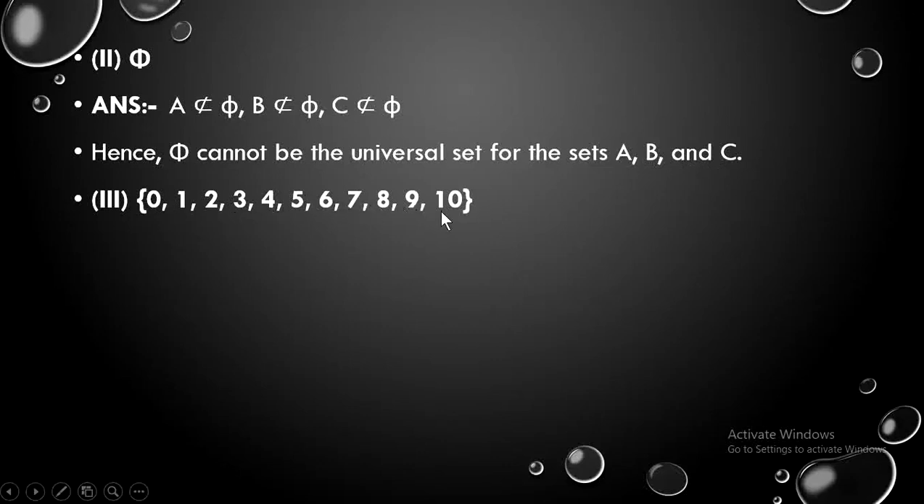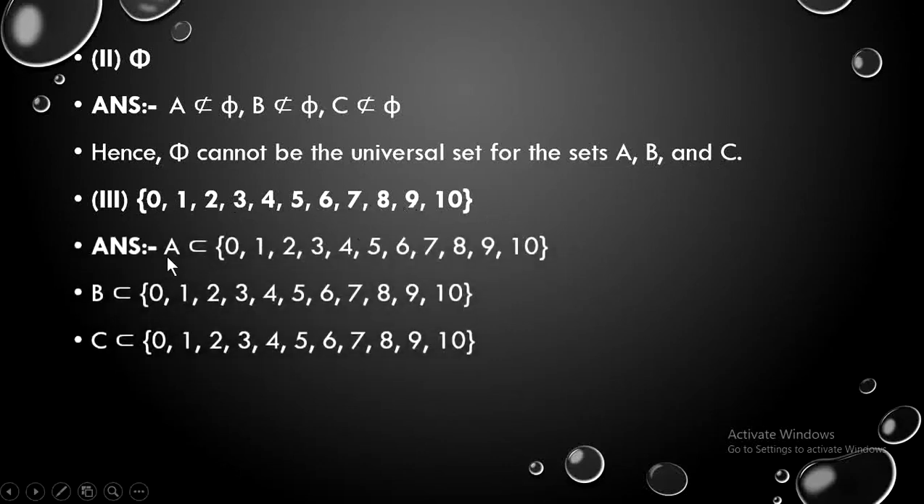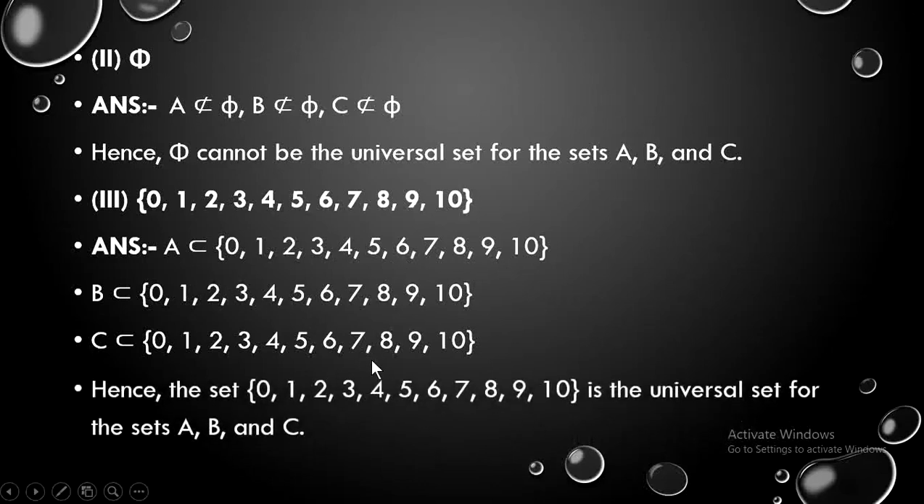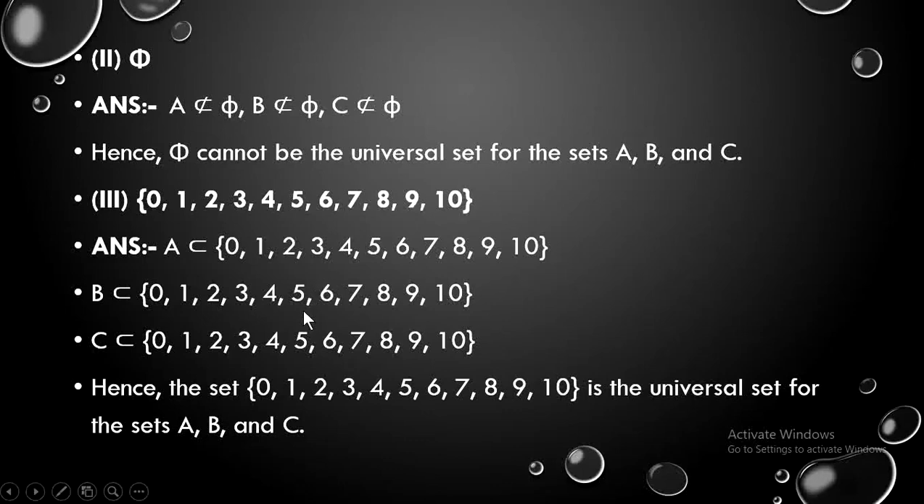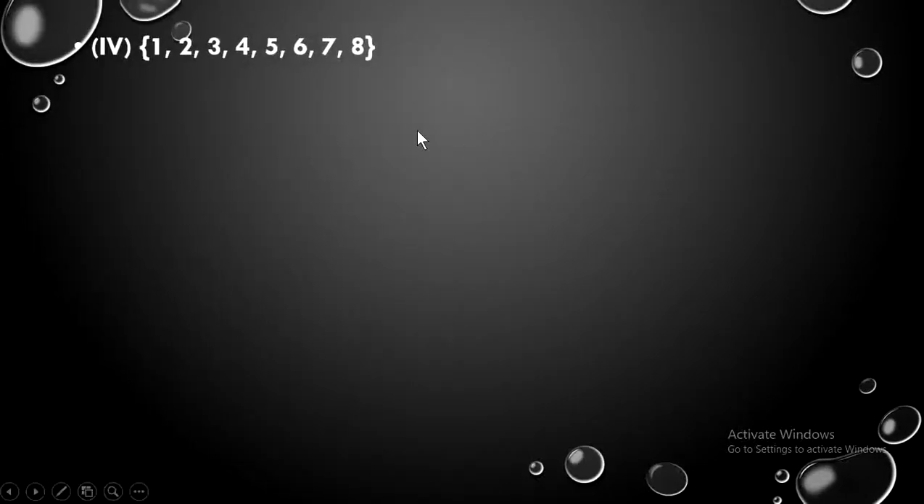Next you can see they have given you another set. Now in this, if you check A, B and C, all the three are subsets of this set. That is, all the elements of A, B or C are present in this set. You can find all the elements. So this set can be called the universal set of the following sets, that is A, B and C.